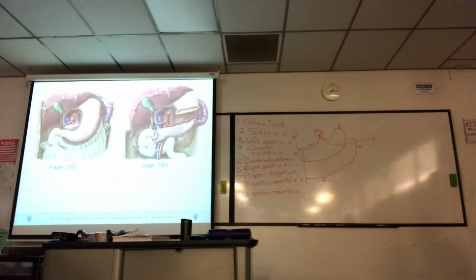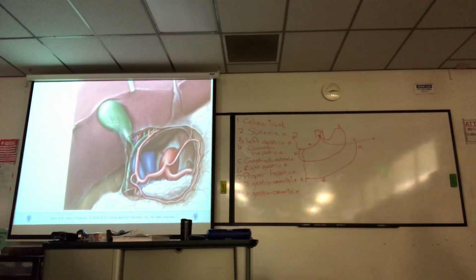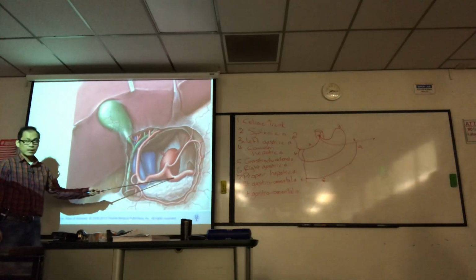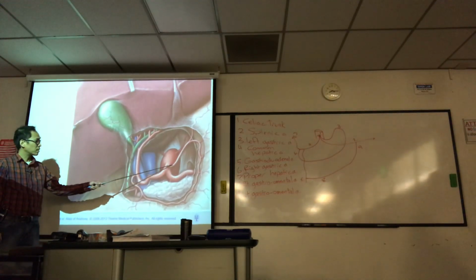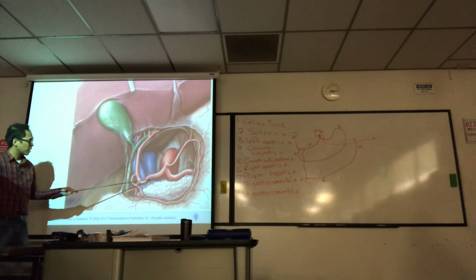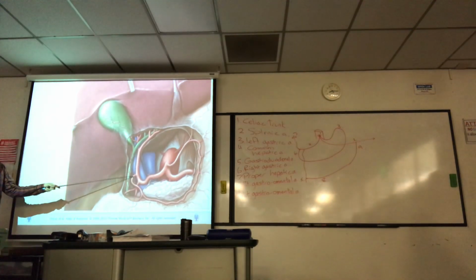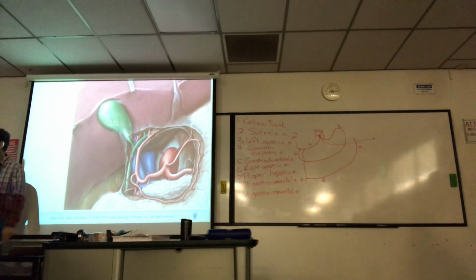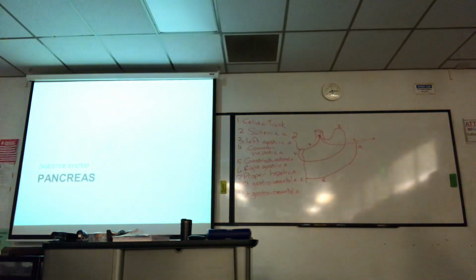So I put the two pictures side by side just so you can kind of see, compare, and contrast. And here's a close-up picture I like to use to see things nicely. Once again, they're splenic, left gastric, okay, common hepatic, gastroduodenal, right gastric, proper hepatic artery. So just rehearse it a few times or get it down. Some of you have it down already.